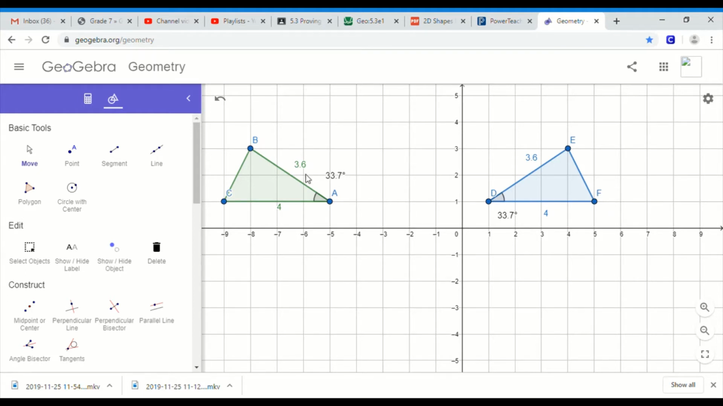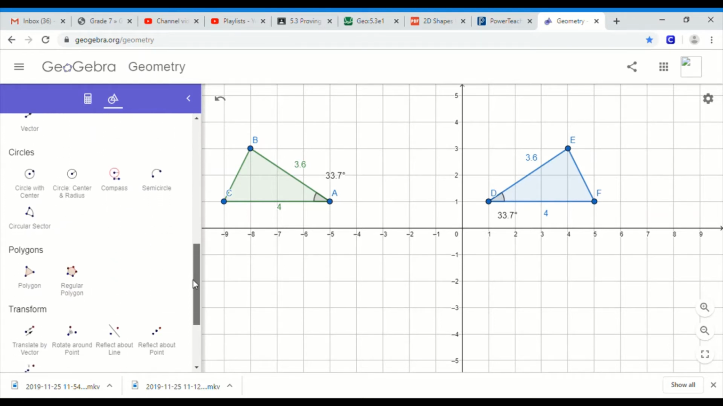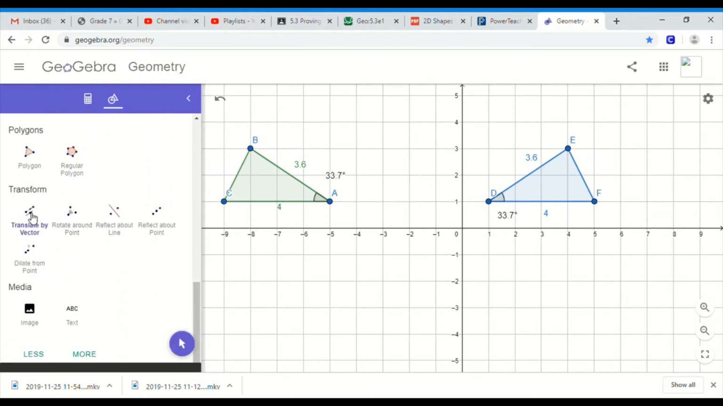And so we're going to prove congruence having only a side, an angle, and a side, by doing rigid transformations. So first thing I'm going to do is take my triangle ABC and translate it so that point A matches up, or maps to, point D.